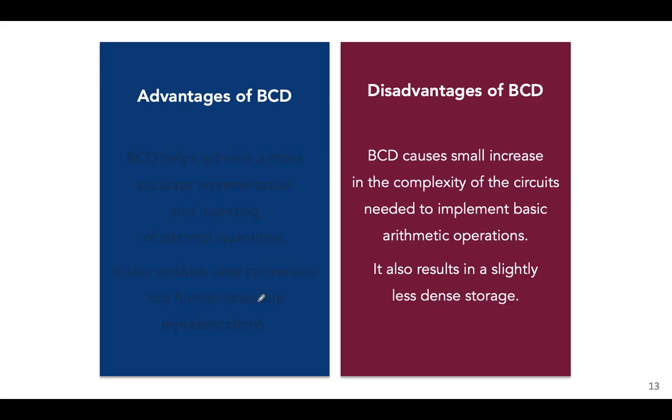But on the negative side, BCD causes small increase in the complexity of the circuits. Now each digit is going to be represented by 4 or 8 separate bits. So the overall amount of memory you require and the complexity of the circuits involved will become a bit more complex. And then when you use BCD to perform arithmetic operations, you can imagine the overhead involved. Plus, it also results in a slightly less dense storage naturally.